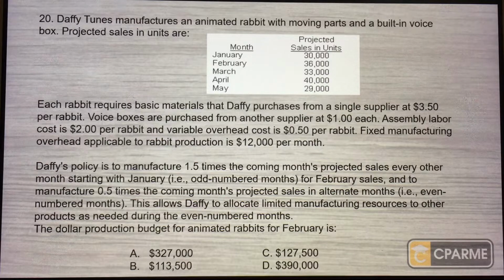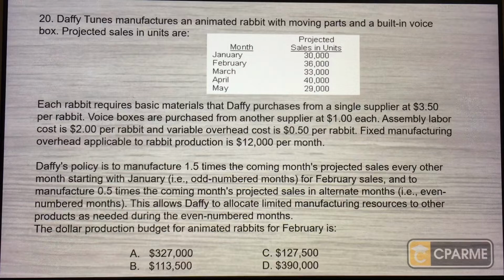Then it says here, Daffy's policy is to manufacture 1.5 times the coming month's projected sales every other month starting with January, or odd number months, and for February sales, and to manufacture 0.5 times the coming month's projected sales in alternate months. So, diba guys, please underline that is to manufacture. So, is to manufacture same as to produce.